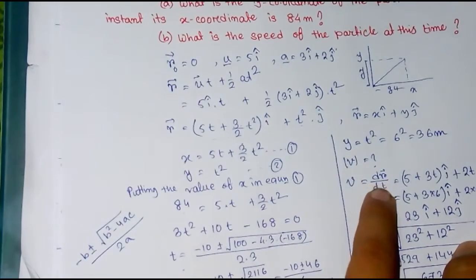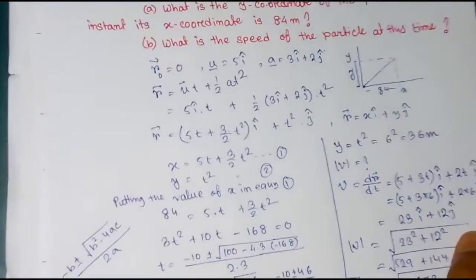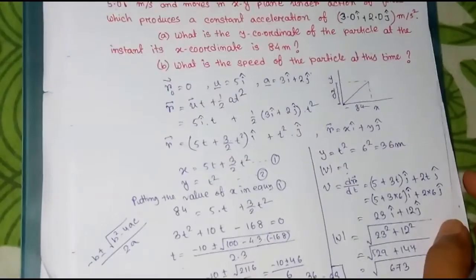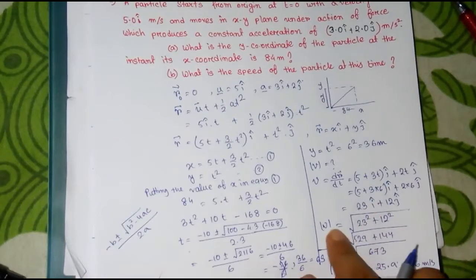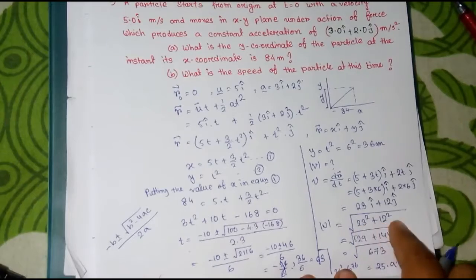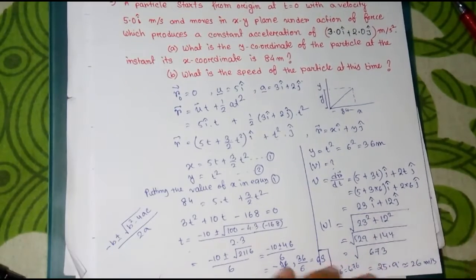Now differentiate the position, dr by dt, and by differentiating we get this one. To find the magnitude, square root of vx square plus vy square, putting this value, and we get this one. Okay, hope you understand this one.